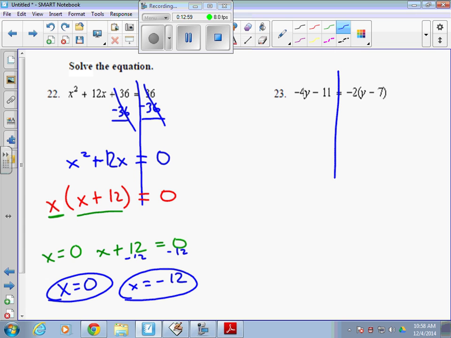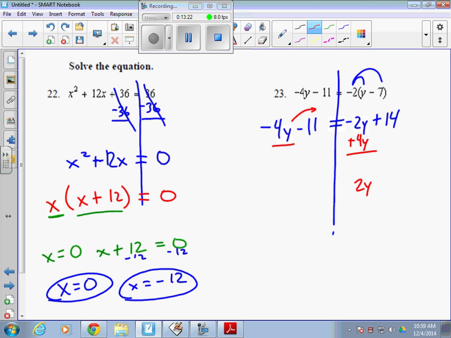You have a left side and a right side. This is an Algebra 1 problem. Negative 2 times y, you distribute it. Negative 2 times negative 7 is plus 14. Negative 4y minus 11. Put your variables on the same side. Bring your smaller to your larger. Negative 4y is smaller. Bring it over by adding 4y. If you add 4y to both sides, it leaves you with 2y on the right.